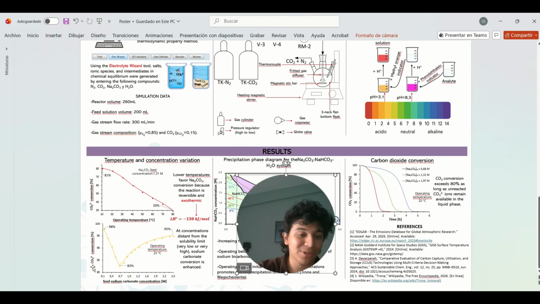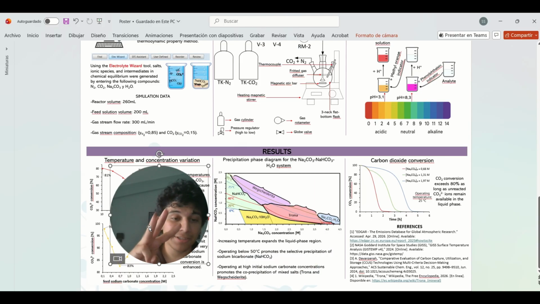Well, in the second picture, you can see carbonate conversion and fixed sodium carbonate concentration. What is this point? 83%. At this moment, the phase is only liquid. At the next point, the phase is liquid and solid, and the solid phase produces an increase in carbonate conversion.